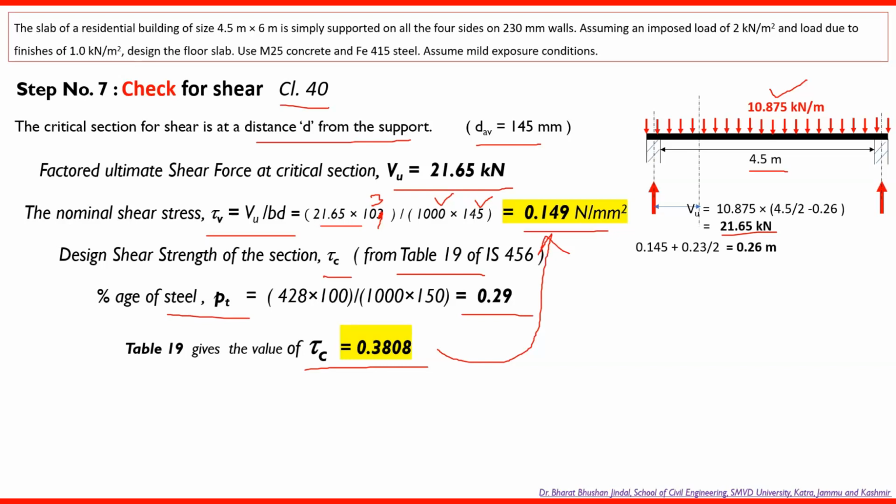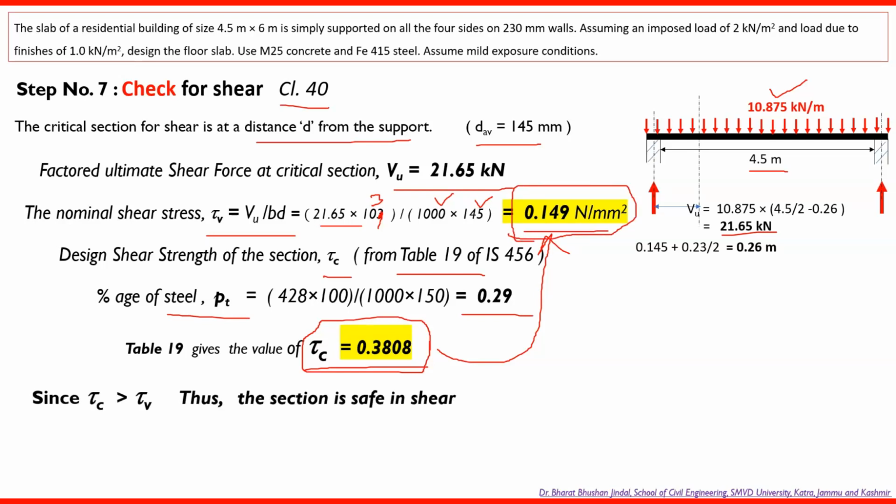That means the section is sufficient in taking care of the shear forces, or you can say shear stress. So this is the shear stress capacity of the section, and this is the maximum shear stress coming on the section. So tau c is greater than tau b, so we can say the section is safe in shear, and no shear reinforcement is required. However, we will be providing bent up bars later on also.